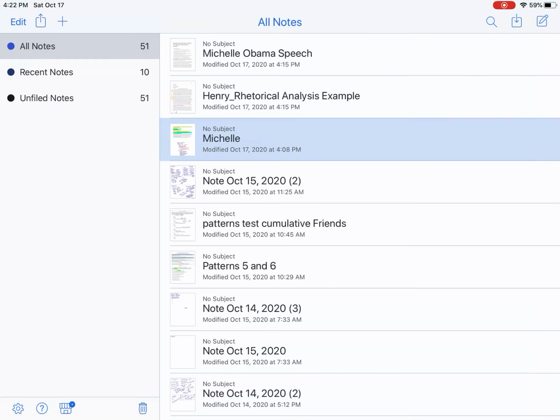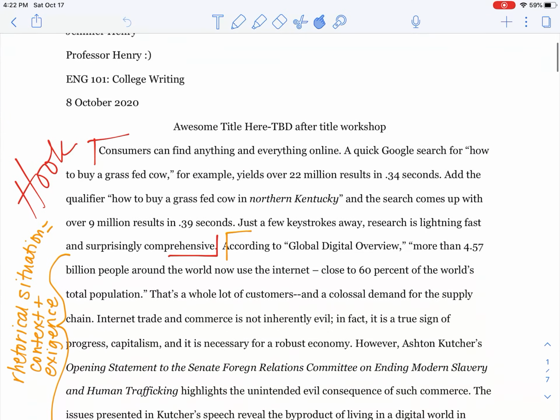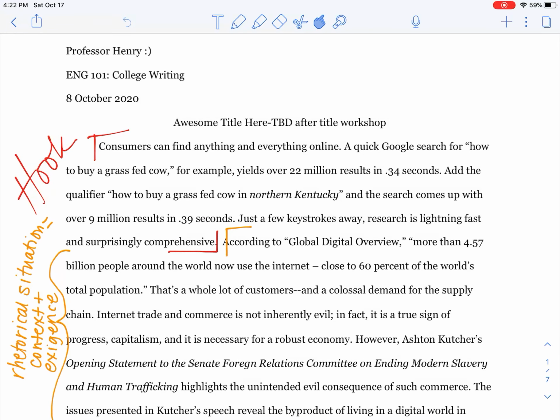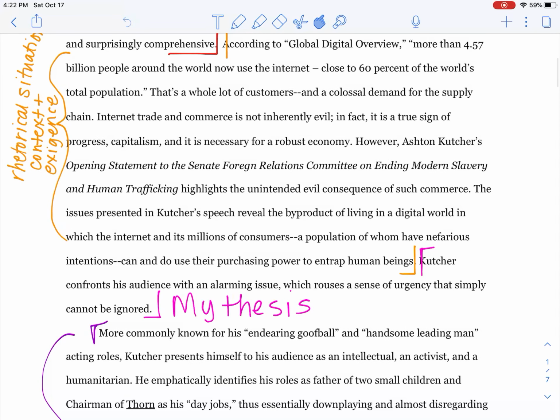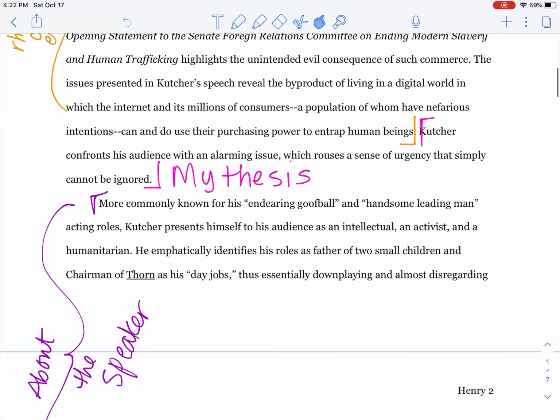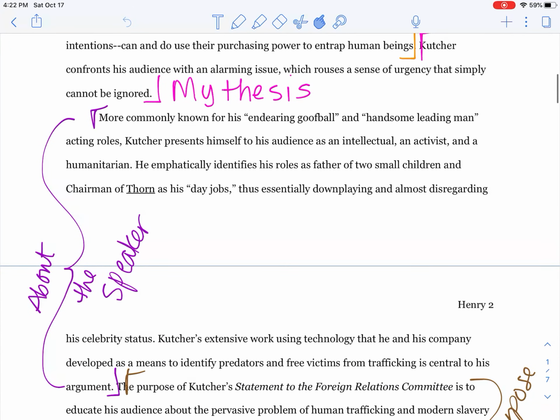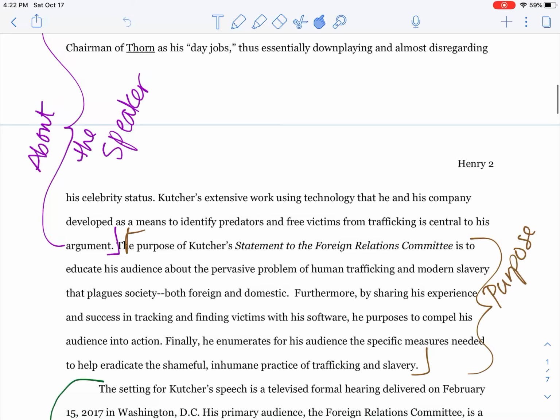If we look at mine, I've gone over that here. Here's my hook. The orange is the discussion of the context of the time period, and the exigence, which is the importance, the need, the reason why this speech needs to be delivered. My thesis, which is: Kutcher confronts his audience with an alarming issue which rouses a sense of urgency that simply cannot be ignored. That's my thesis. Then you have information about the speaker. Then you have discussion of the overall purpose.